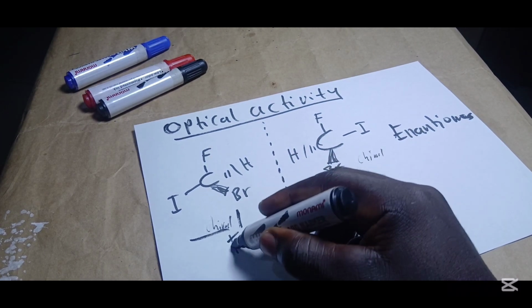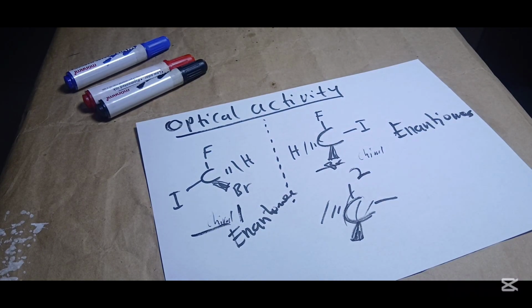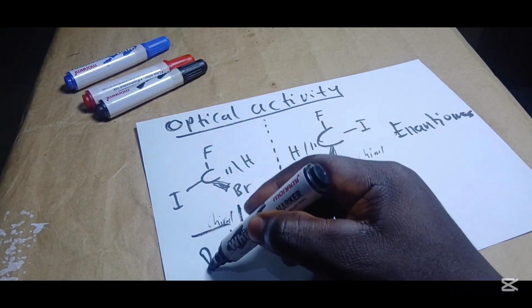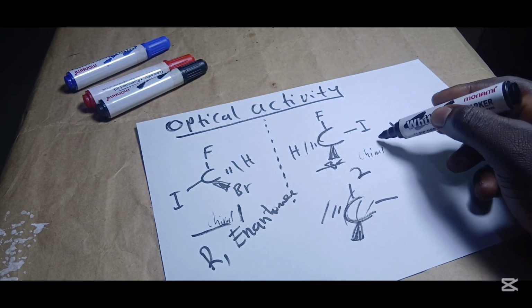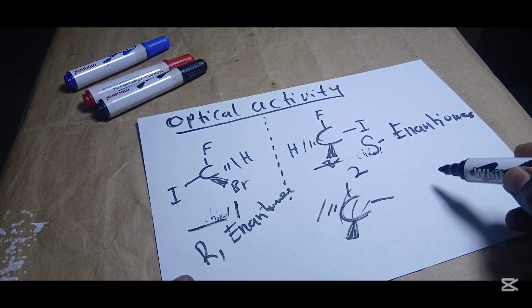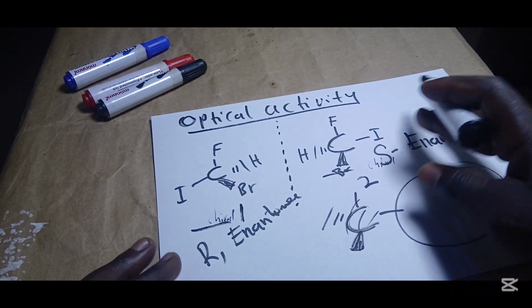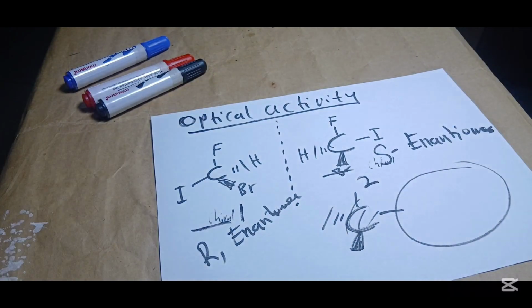So this is one enantiomer. We can call this an R enantiomer and then an S enantiomer. In a given solution of a chiral molecule, you can have these two enantiomers in the same solution. So that is it for chirality and enantiomers.